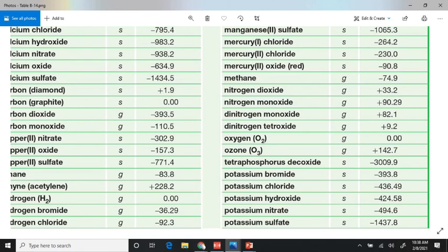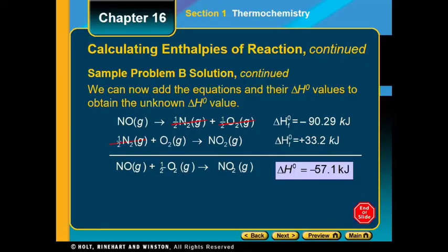So as I'm looking at your chart, we were looking at nitrogen monoxide right here. So again, if we were forming nitrogen monoxide, it's a positive 90.29. Nitrogen dioxide, for forming it, a positive 33.2. And then oxygen gas, that's in its elemental state, so it is 0. So that will not play a part in our calculations.